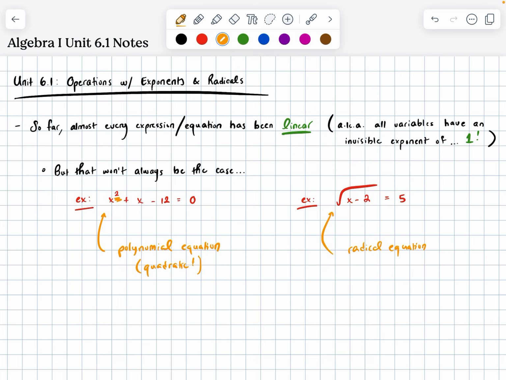But to know how to solve these, we need to first understand their anatomy, which means before anything else, we've got to get to know these funky little numbers that we call exponents, as well as their siblings, interchangeably called radicals or roots. Let's get started with exponents.